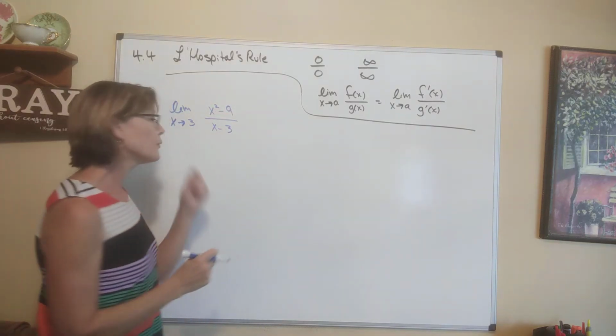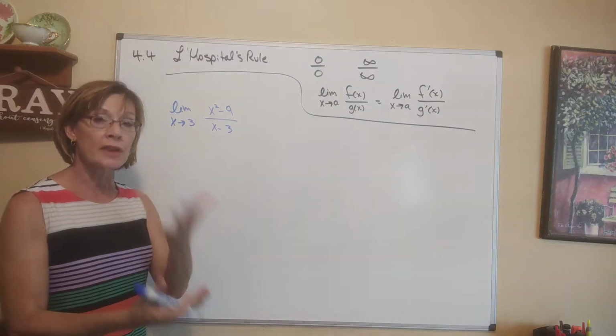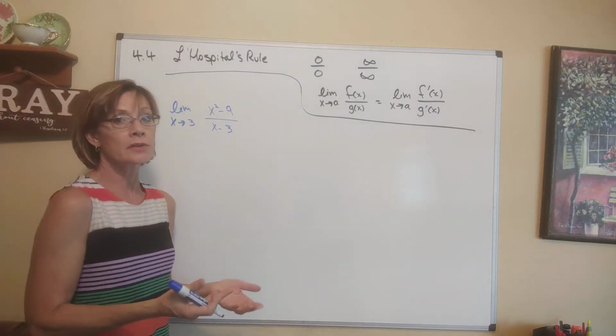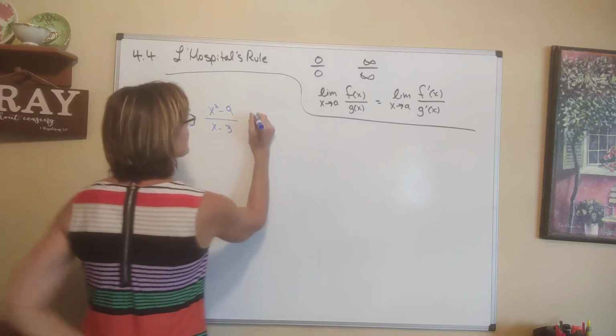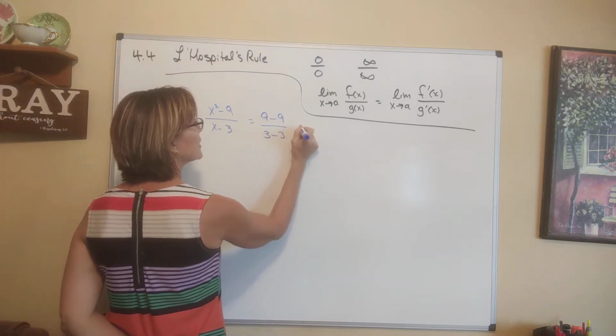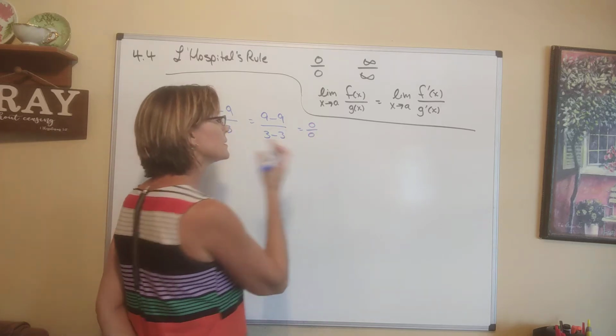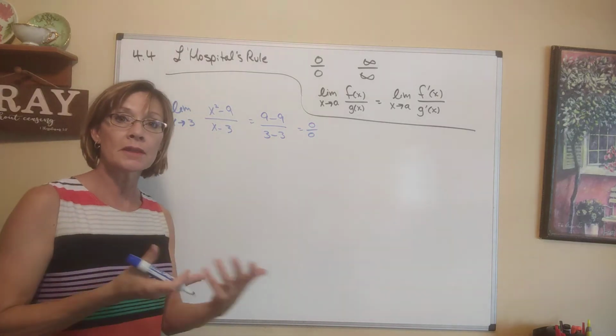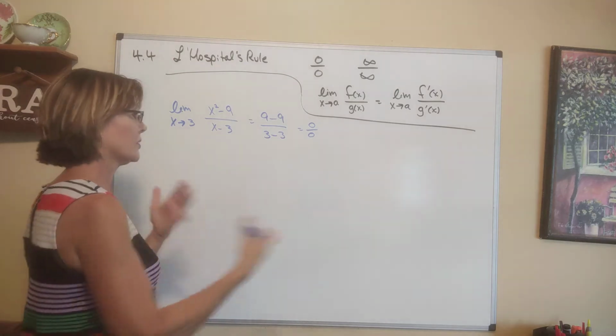minus 3. If we were to plug in 3, use direct substitution, which is always what you try at first, we would get 3 squared, which is 9, minus 9 over 3 minus 3, or a 0 over 0. And so indeterminate means we can't determine the limit at this point, so we need to try something else.